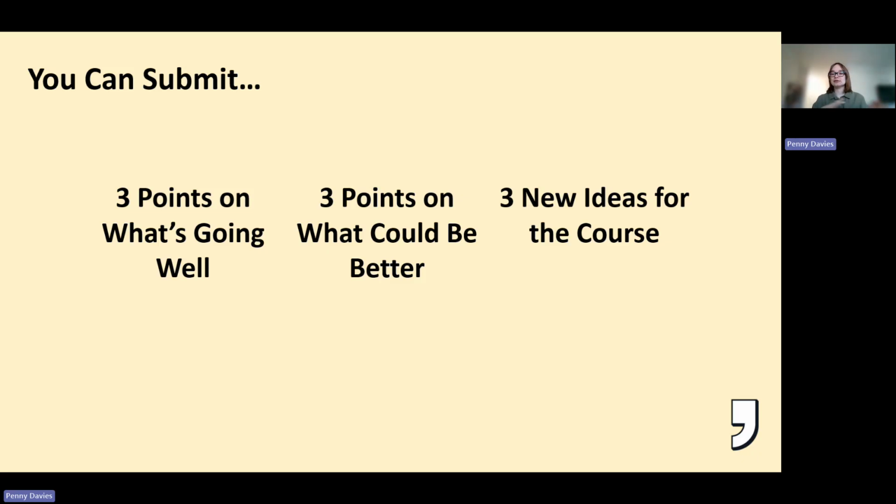So when you're collecting your feedback and preparing to submit it to your SSLG, we recommend that you prioritize the most common points that are raised, the most popular opinion of the course, as well as stuff that's quite complicated to resolve. And we'll talk more about how to identify that in the collecting feedback training. But yes, this is the guideline that we give for submitting feedback to SSLGs: 3 points on what's going well, 3 points on what could be better, and 3 new ideas for the course. And we talk more about what that means in the feedback training.